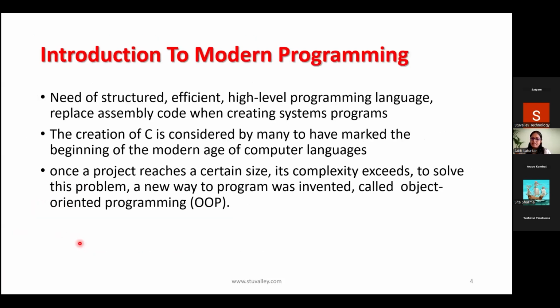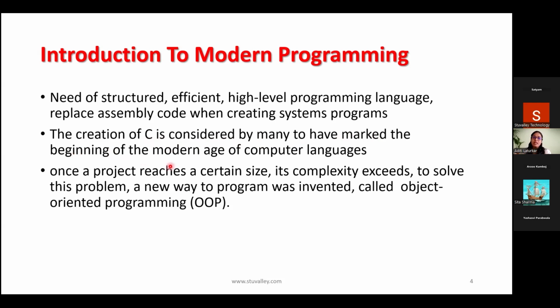As well as that, there was a need for a structured high-level programming language which would replace assembly code when creating system programs. This was the need. So for this need, the first modern age computer programming language was created, that is the C language. First C was invented, and then multiple languages were invented based on it. C is considered by many to have marked the beginning of the modern age.